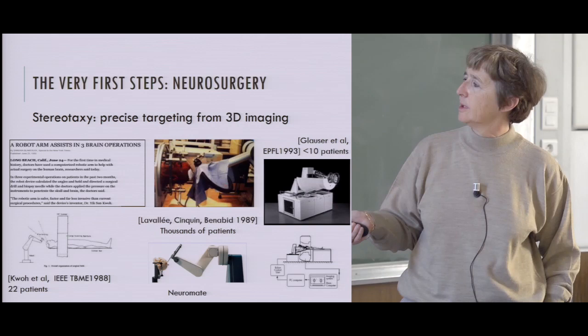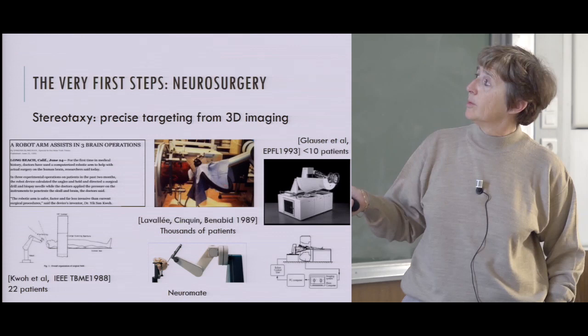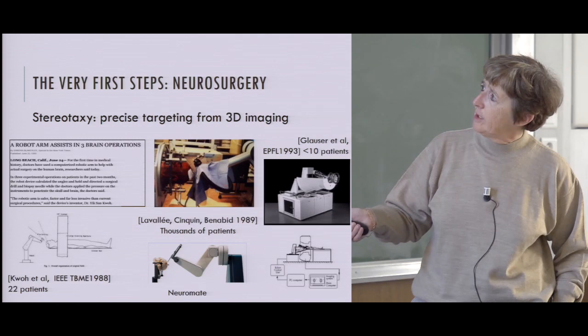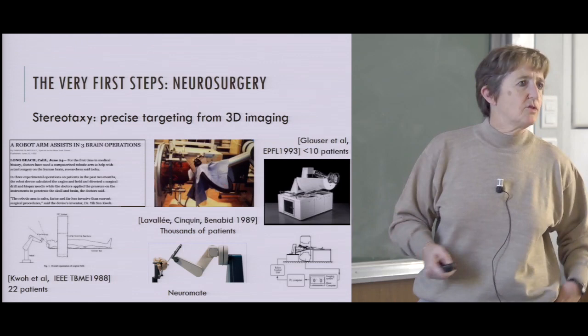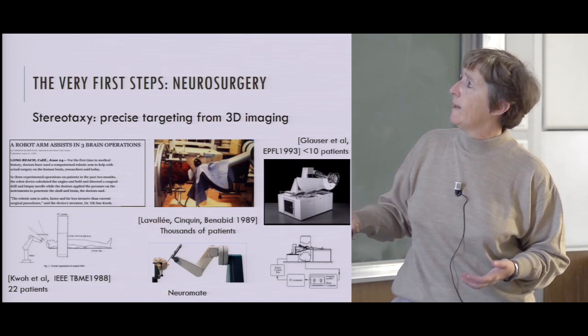In Grenoble, people also developed a robot for neurosurgery, but in the operating room. And instead of a laser beam, it's a mechanical guide. It is connected to image processing so that you can plan your trajectory in a suitable way by using MR, CT, and X-ray images.